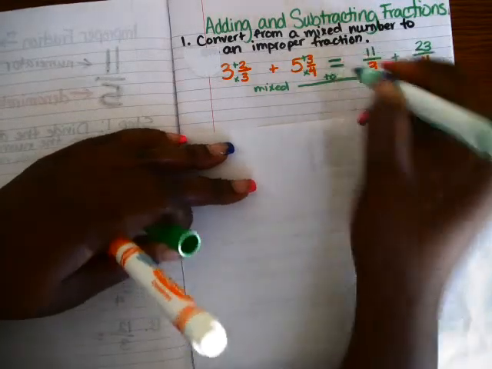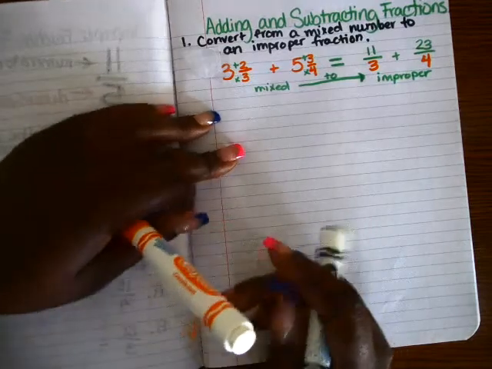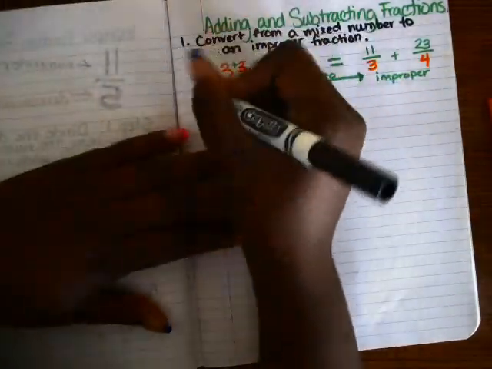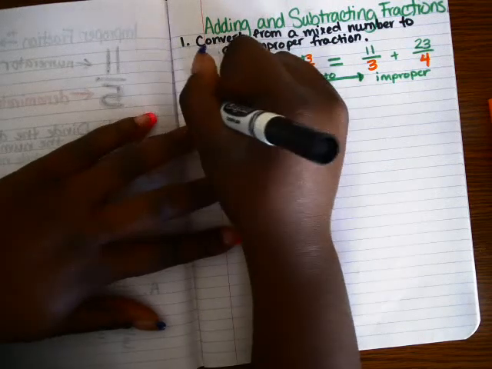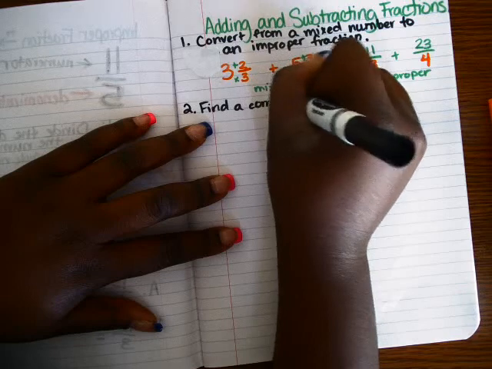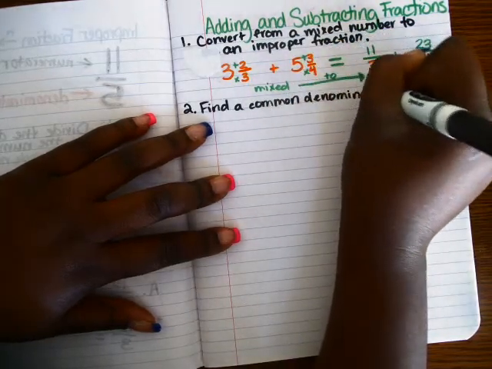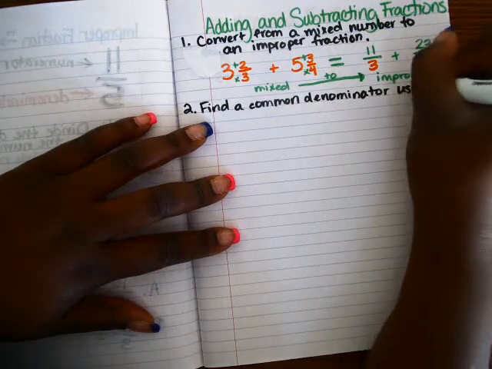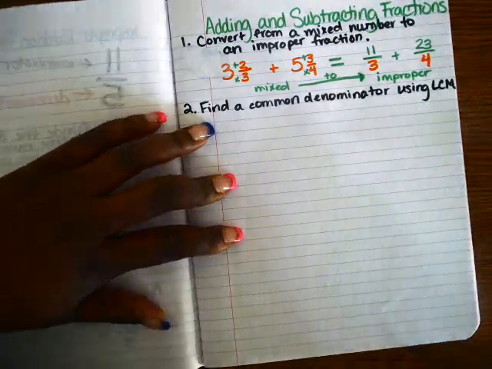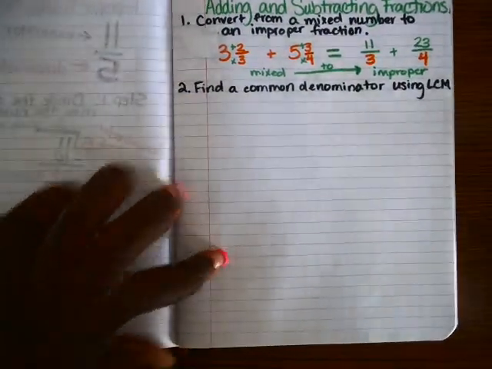Alright. So our second step, if you notice, I'm doing all the instructions in black. So our next step will be to find a common denominator. And I'm going to do that using the least common multiple. That's what LCM stands for, least common multiple.